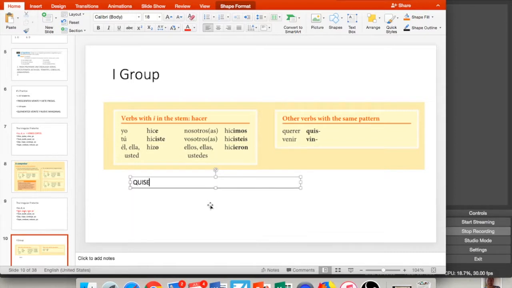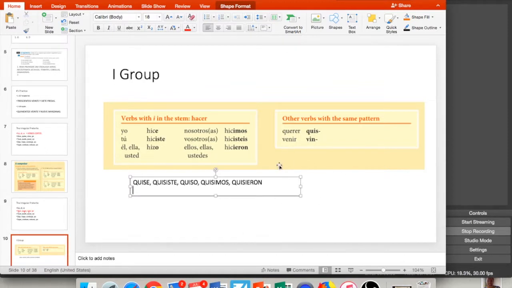Querer becomes quise, quisiste, quiso, quisimos, and quisieron. So again, we just took the quis part and added our endings. Tell you a corny way to remember this one. Querer is to want. So think about someone's first date. He really wanted to give her a quise, a kiss. So quise, I wanted, quiso, he wanted. He wanted to give her a big quiso on the cheek. So remember it that way.